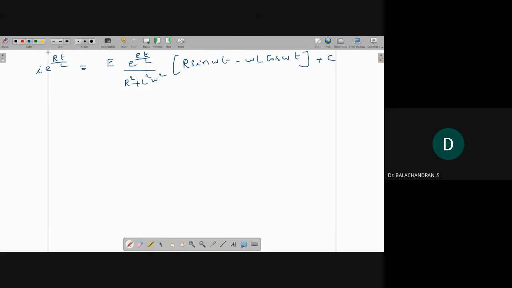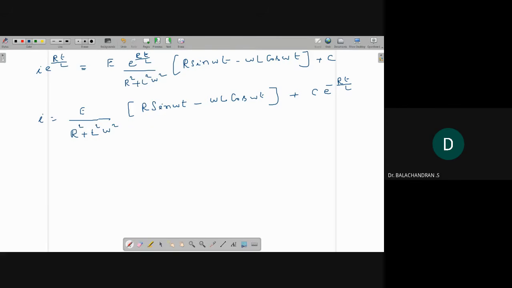Now throughout divide by e power Rt by L, because I need I in terms of t. So E by R square plus L square omega square, into R sin omega t minus omega L cos omega t plus C, divided by e power Rt by L, or e power minus Rt by L. So this is the required answer, the current I in terms of t.